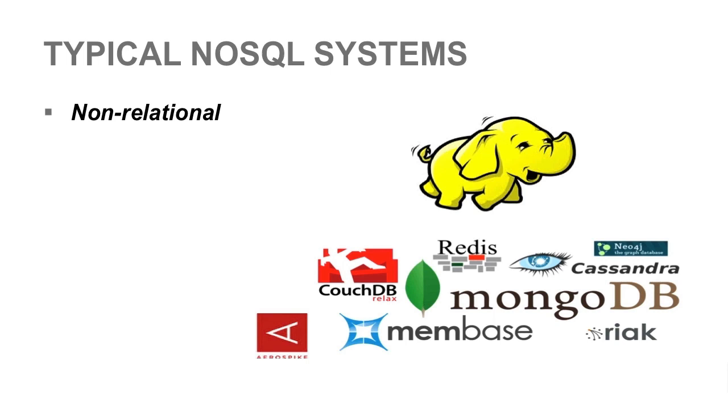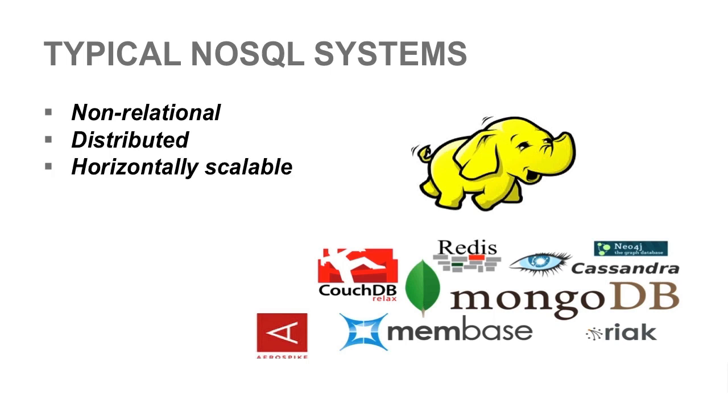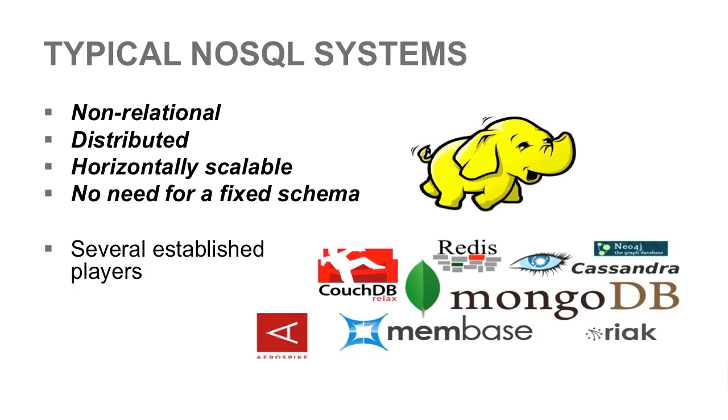Typical NoSQL systems come in a variety of flavors, but they have common capabilities. So they tend to be non-relational systems. Most of them are distributed, they are horizontally scalable, and usually they don't need a fixed schema. You will find that you have a set of established players. There are always newcomers coming, so I recommend you check every 6 months. There will be somebody new in the game offering some interesting new characteristics. And for many of these systems, you can say that they are specialized for a particular role, and you may choose among many systems with related capabilities.